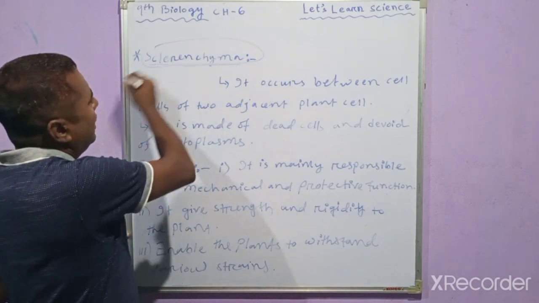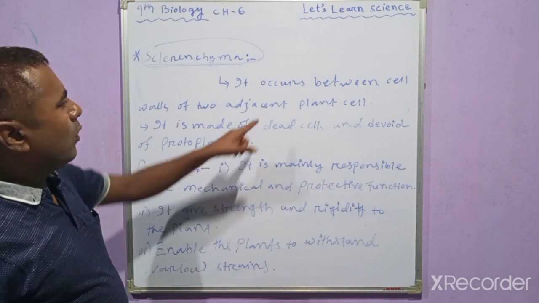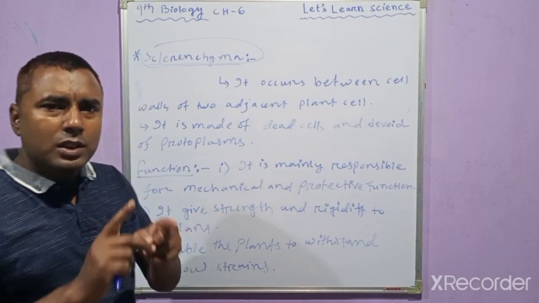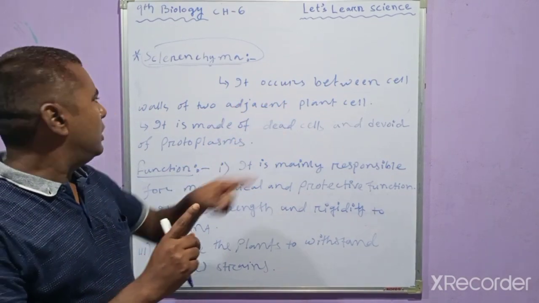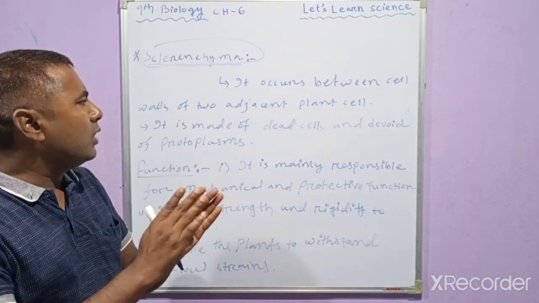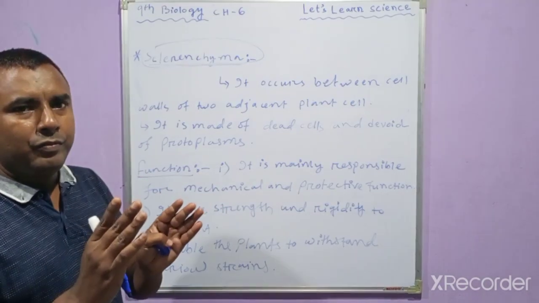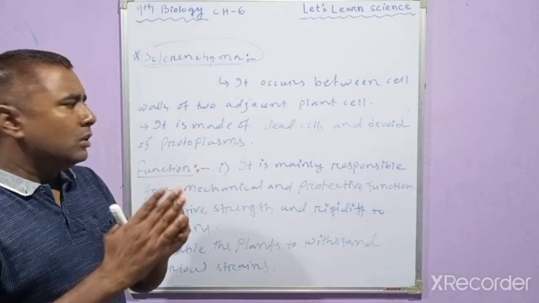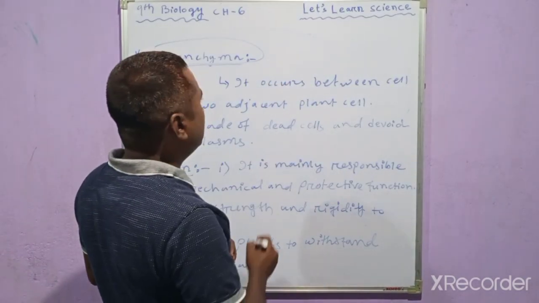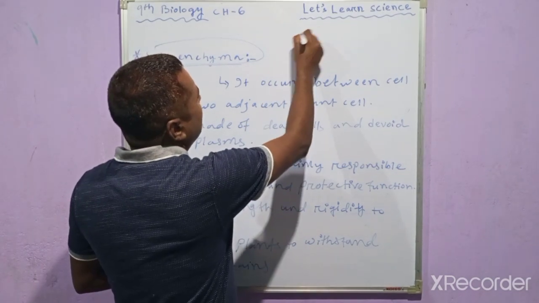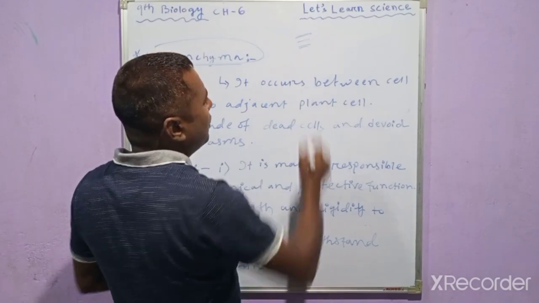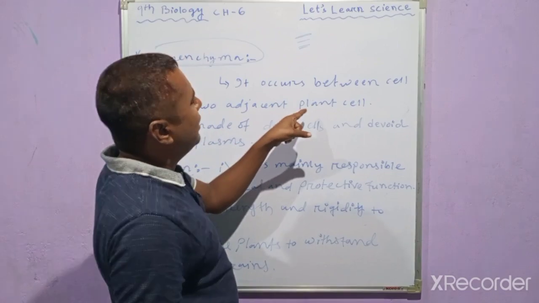What is it? Sclerenchyma. It occurs between the cell walls of two adjacent plant cells. Suppose this is a plant cell. This is another plant cell. This is a cell wall and this is a cell wall. Okay. Over there, what happened? In between the cell walls of two adjacent plant cells.